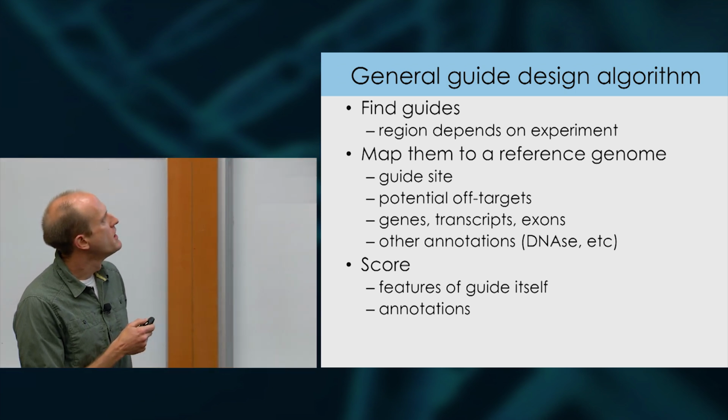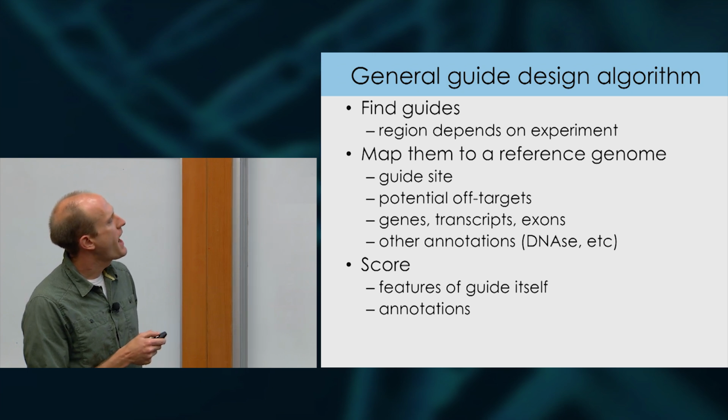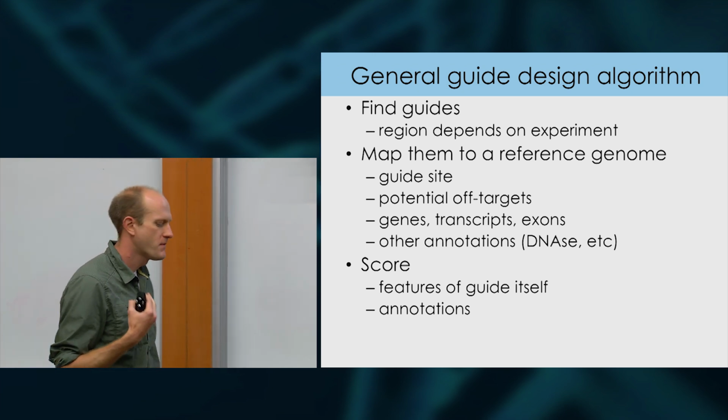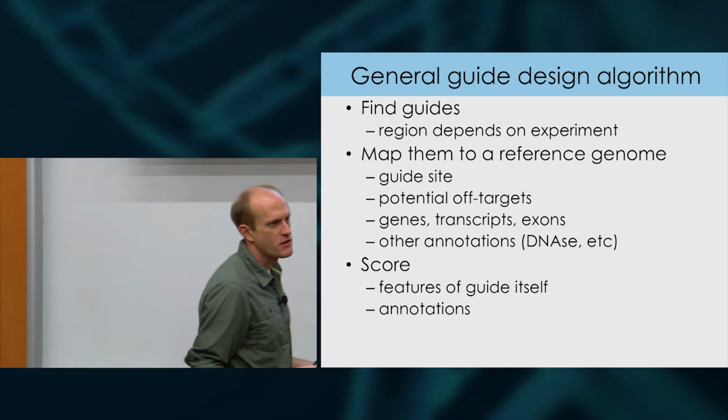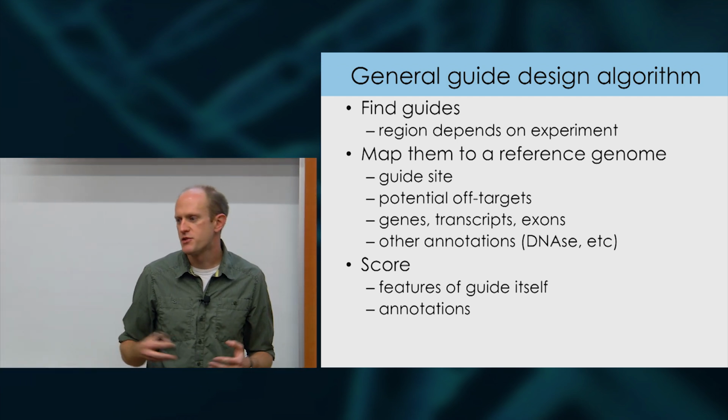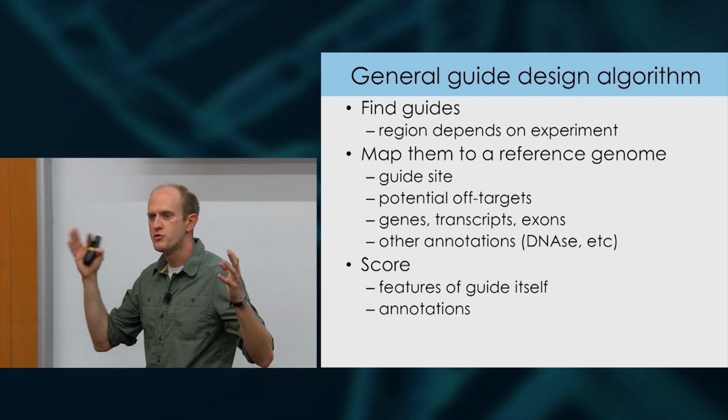Once you've found them, though, you then need to take each one of those and you want to map them to a reference genome. Okay? The reference genome, for example, for humans right now is called HG38. And these are just sort of the one true genome for humans.